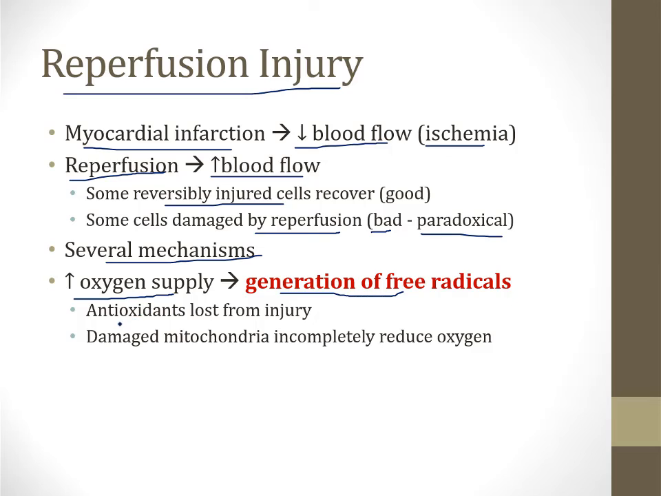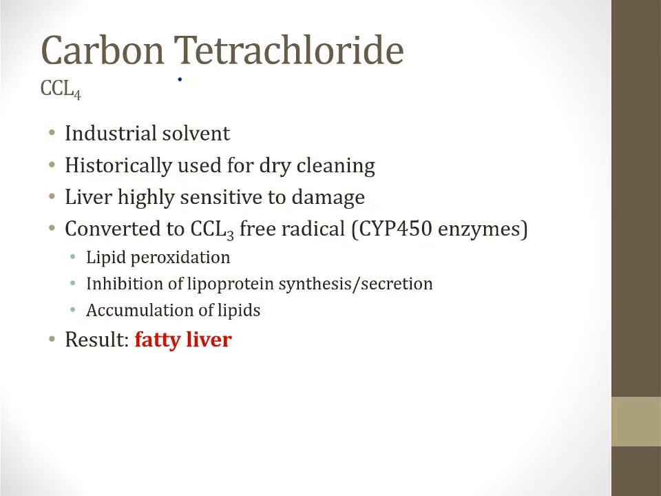Those areas have lost antioxidants, and they're less able to tolerate the free radicals that come with the resupply of oxygen. In addition, mitochondria have been damaged, and they can only incompletely reduce oxygen, so they generate more free radicals than usual. So for both of these reasons, reperfusion damages myocardium to some degree, even though overall it is a beneficial thing for patients. Another example of free radical damage is carbon tetrachloride.